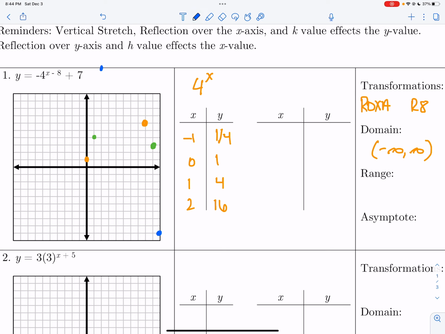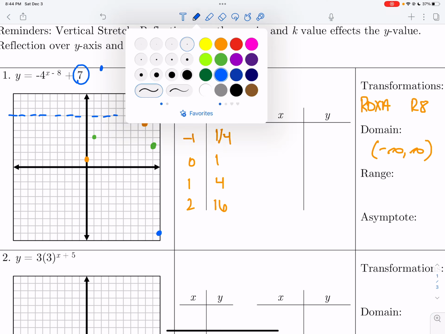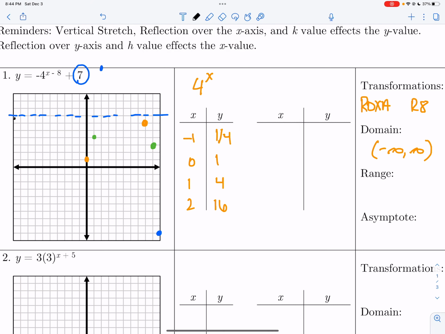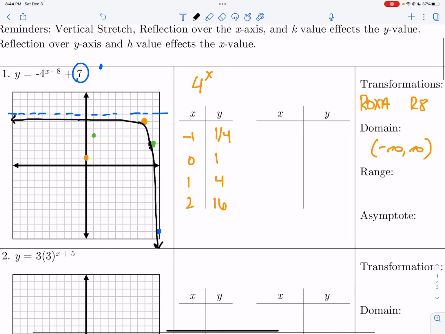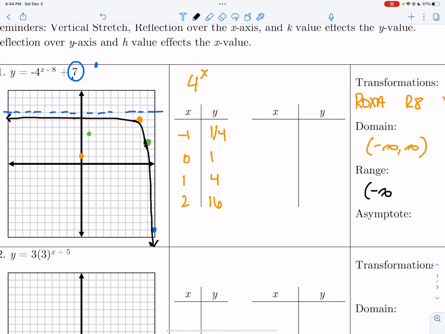Okay. Now, also, you know that your horizontal asymptote is at 7 because it's your k value. So I might as well draw that. And then graph it, connect the dots, and you should be good. This gives me a range of -infinity to 7, and my asymptote being y is equal to 7.